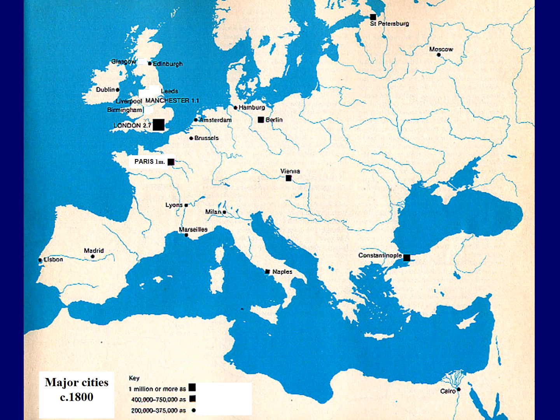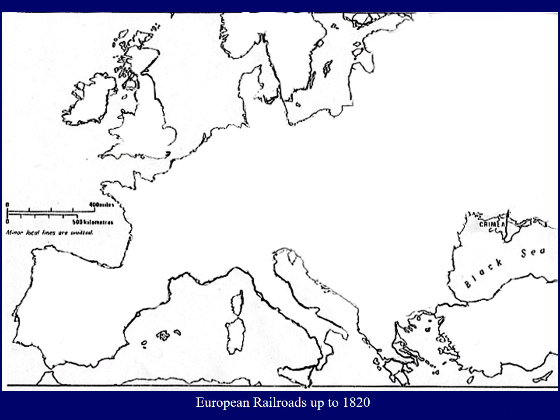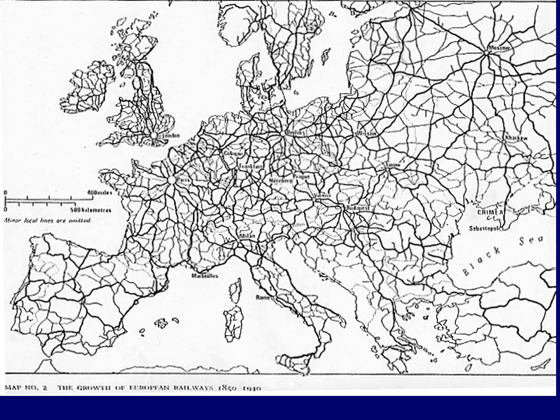Here, for example, are the major cities in 1800, before the Industrial Revolution has really kicked off. Here they are again in 1937. Here's the European railroads in 1820. And here they are again in the 1940s.